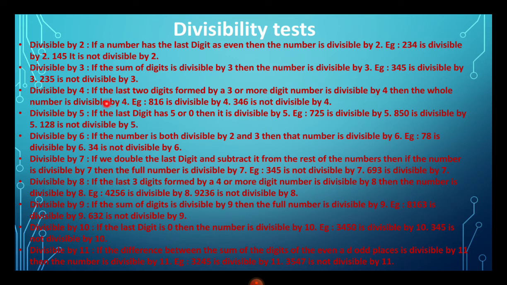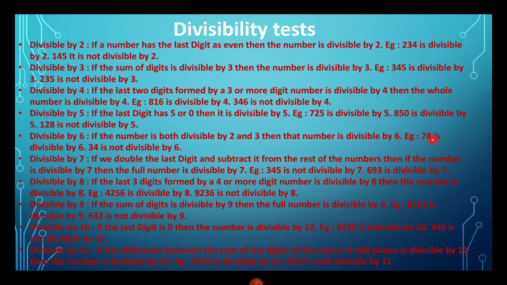Now divisible by 5. It is also very simple. If the last digit is 5 or 0, then it is divisible by 5. 725 has 5 in it. So it is divisible by 5. 850 has 0 in it. So it is divisible by 5. 128 does not have 0 or 5 in it. So it is not divisible by 5. Now 6. If the number is divisible by 2 and 3, then the number is divisible by 6. So 78.